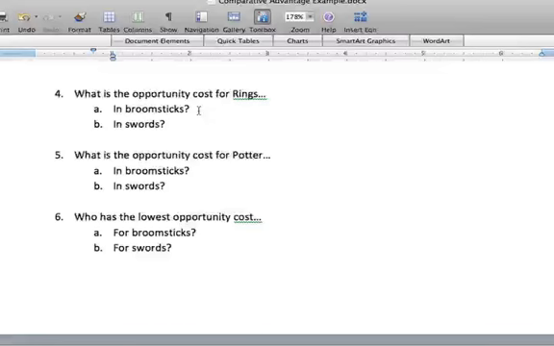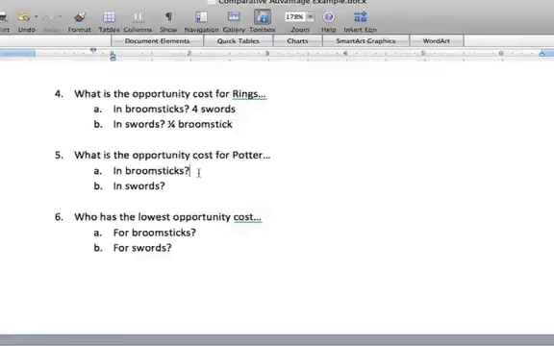So we need to find the opportunity cost for Rings in broomsticks. Well, for Rings to make a broomstick in the same time using the same resources, they're able to either make 1 broomstick or 4 swords. So the opportunity cost for Rings to make a broomstick will be 4 swords. The opportunity cost for Rings to make a sword will be 1/4 of a broomstick, because in the time it takes to make one broomstick, they're making 4 swords. In the time it takes to make one sword, they're making 1/4 of a broomstick.